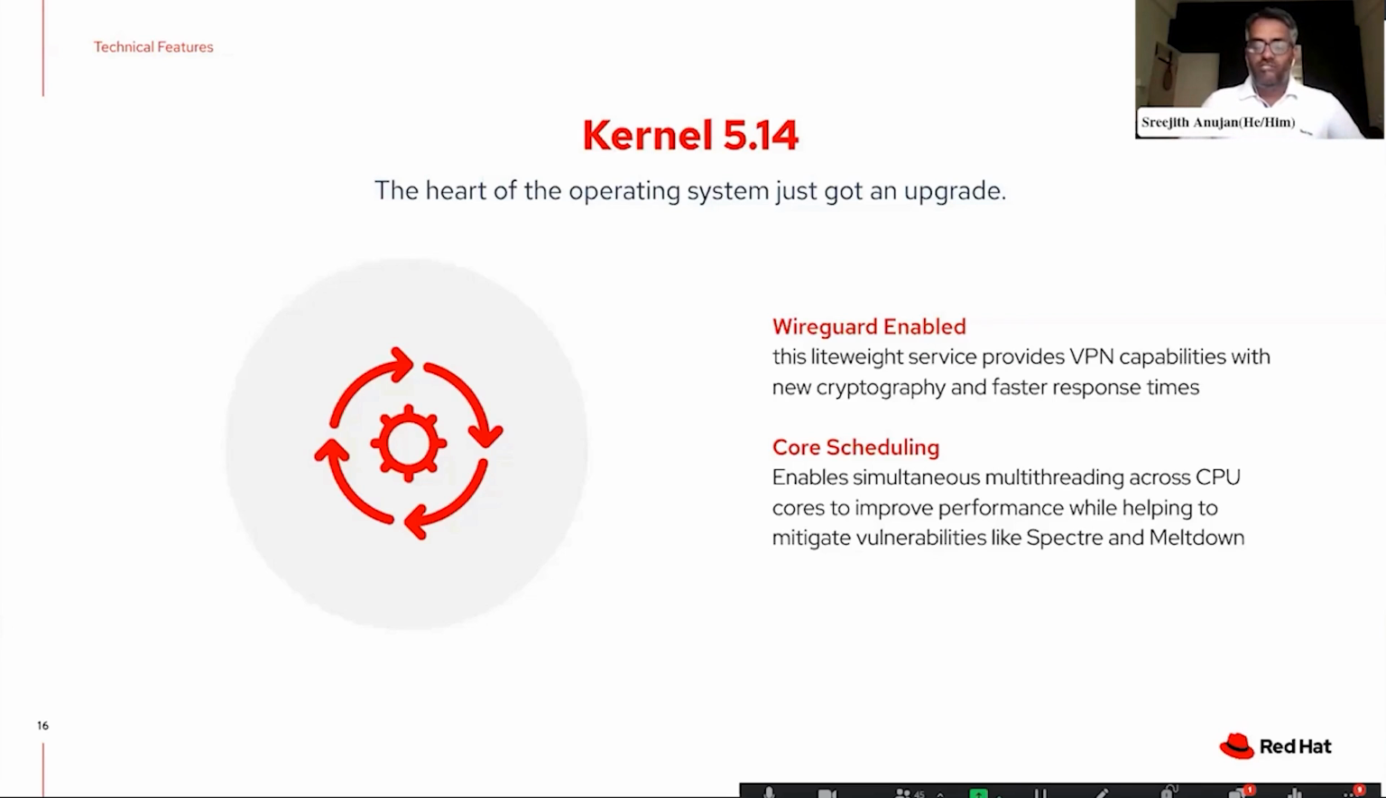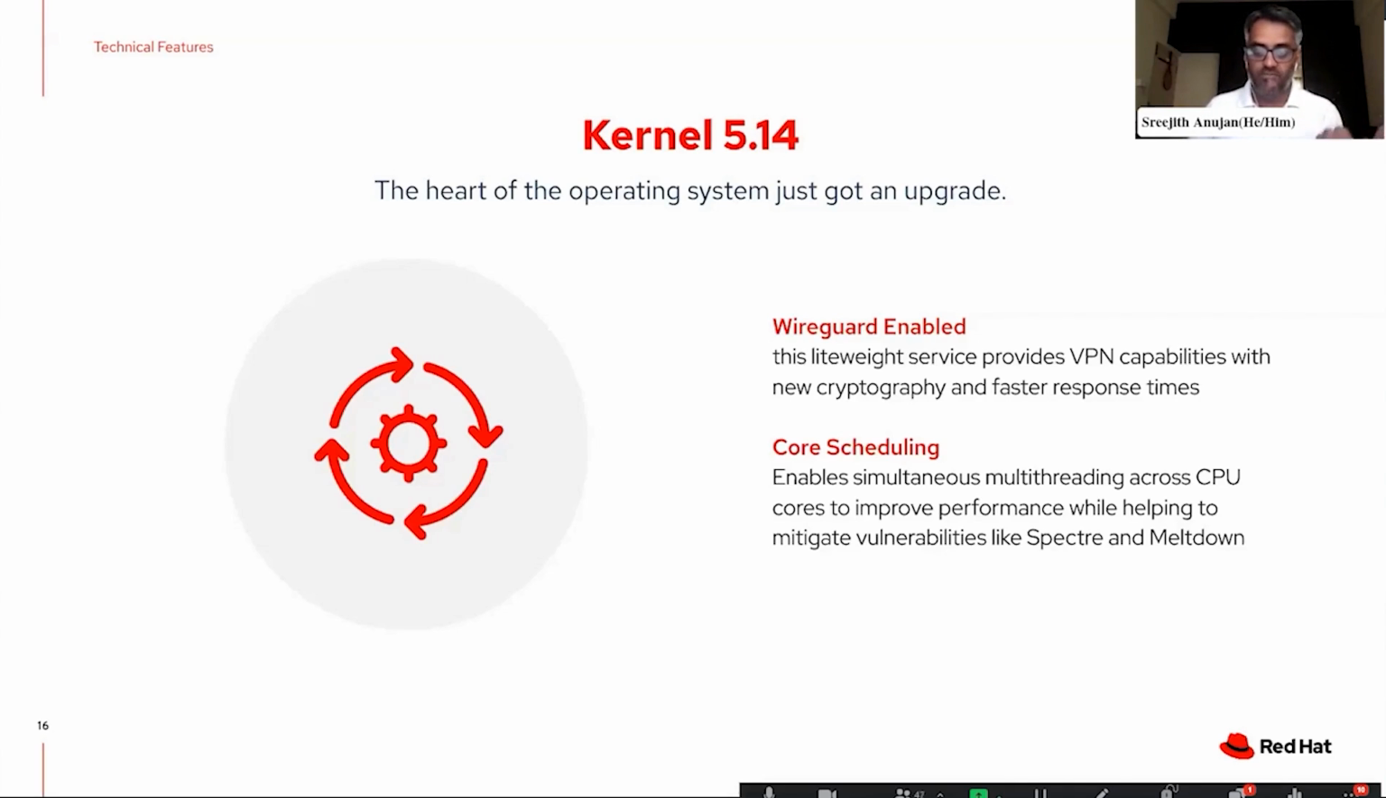The most important change in RHEL 9 compared to RHEL 8 is the version of the kernel. If you ever used RHEL 8, we were not on kernel 5, we were on 4.18 or something. But with RHEL 9, the version of kernel which we ship is kernel 5.14. It has a lot of features, like WireGuard enabled for better VPN capabilities, and for simultaneous multi-threading across different CPUs in your system, a better scheduling feature, core scheduling, so that you can mitigate vulnerabilities like Meltdown and Spectre.